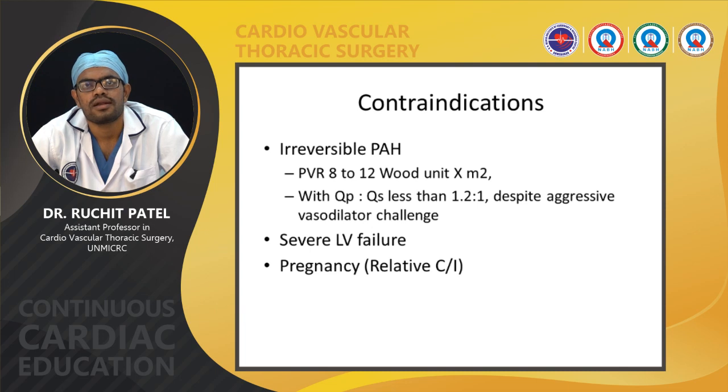ASD closure is contraindicated when there is irreversible pulmonary hypertension with PVR more than 12 Wood units per meter square, or with pulmonary to systemic flow ratio less than 1.2:1 despite aggressive vasodilator challenge, and should be avoided in cases of severe LV failure. Pregnancy is a relative contraindication.